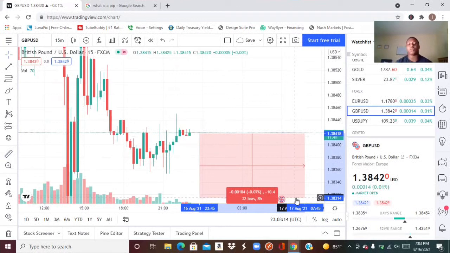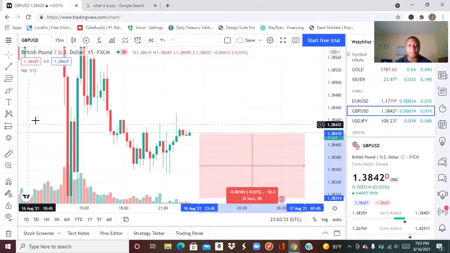So if the market goes 10 pips, you make $20, because on that $20, each pip is worth $2. 2 times 10 is 20. Now, if the market goes 15 pips, each pip is worth $2, so it is 2 times 15. 2 times 15 is 30. So you made $30 on that trade.